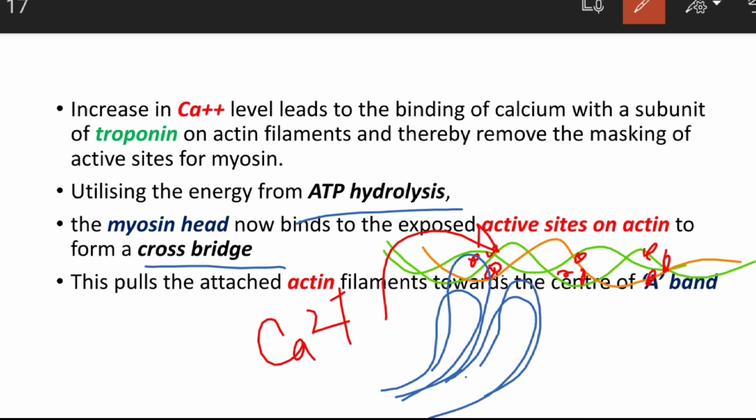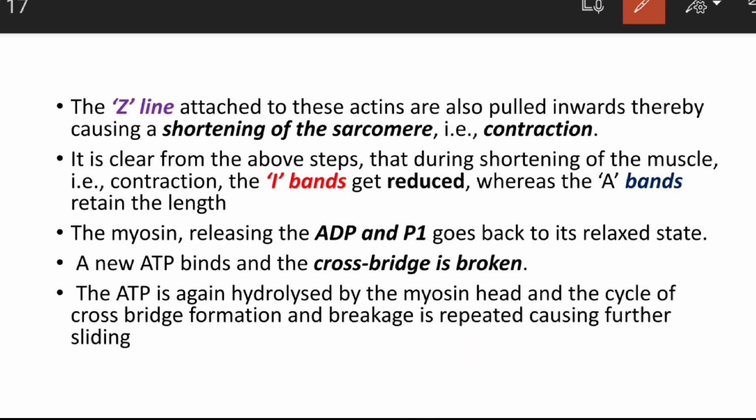This will form a cross bridge, and this pulls the attached actin filaments towards the center of the band. So this will pull it towards the center like this. The Z line attached to this actin is also pulled inwards, thereby causing a shortening of the sarcomeres, that is the contraction. It is clear from the above step that during the shortening of the muscle, that is during the contraction, the I bands get reduced, whereas the A bands retain their length. So the A band will retain its length, it will be the same length, but the I band will get reduced.